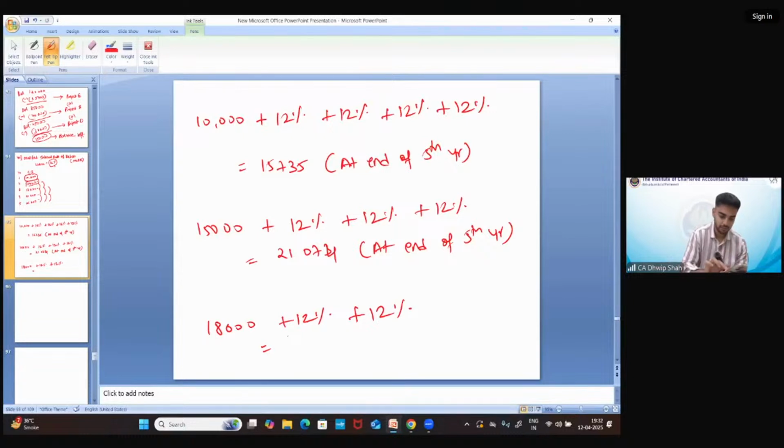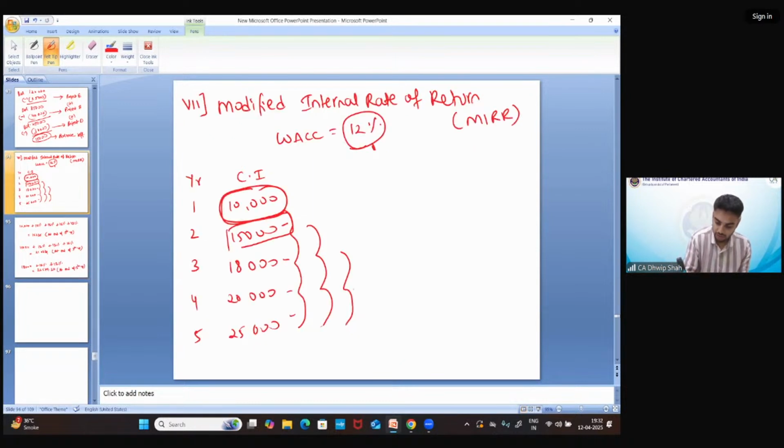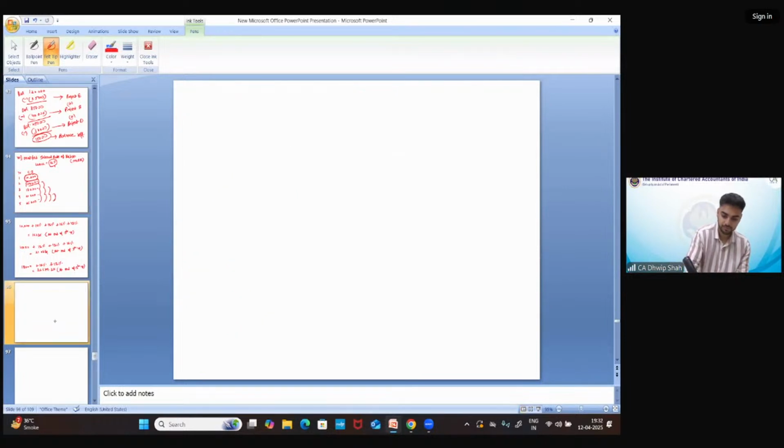18,000 plus 12% plus 12%. So 18,000 will become 22,579.2 at the end of year 5th. Correct? Likewise, this 20,000 at the end of year 4 will be invested for 1 year.